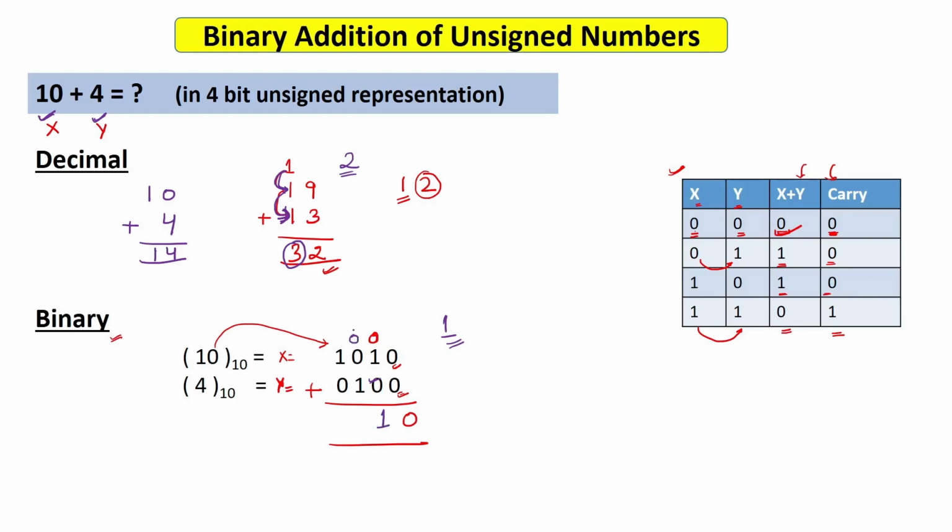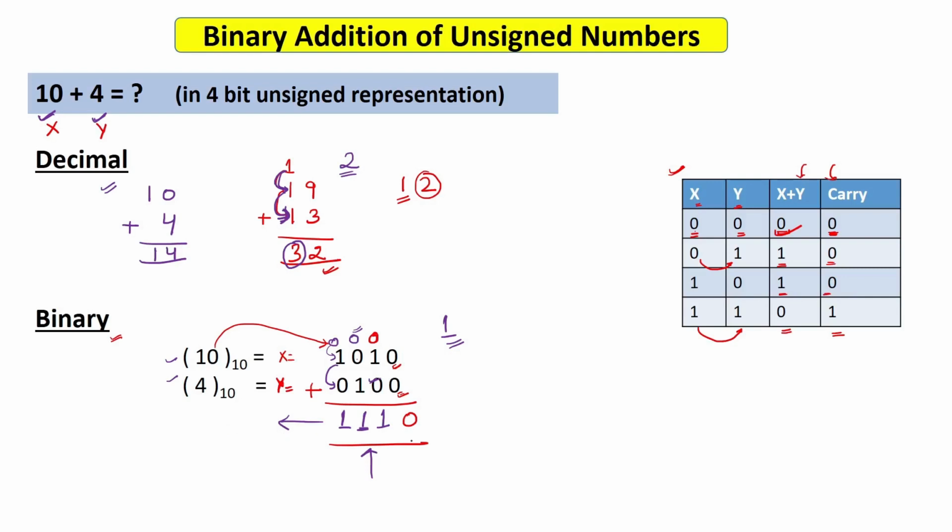Whenever the carry is 0, you can just ignore it. So 0 plus 0 is 0, and 0 and 1 is again 1, and the carry again is 0. Now 0 and 1, the sum will be 1, and 1 and 0 is 1. So 1110 is your answer. When you added 10 and 4 in decimal, you got 14. So the same answer you should get here when you add these binary numbers. If I convert this binary number into decimal, I should get 14.